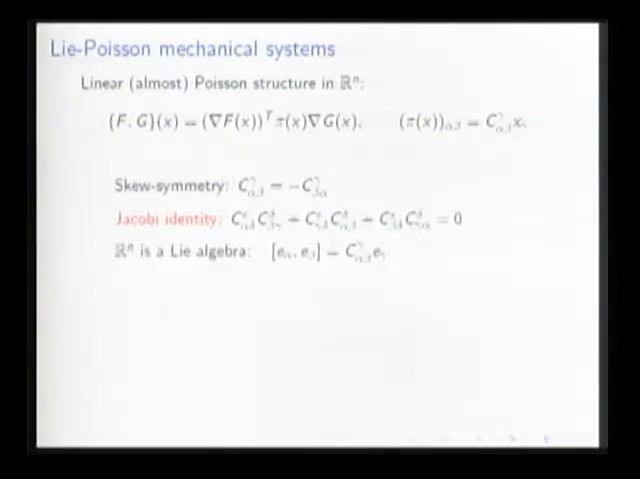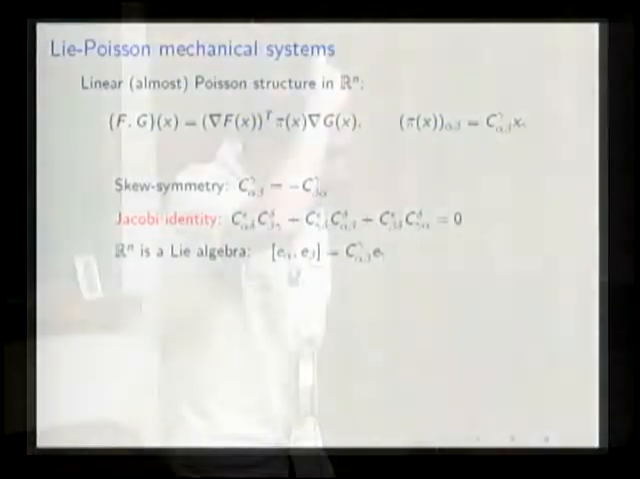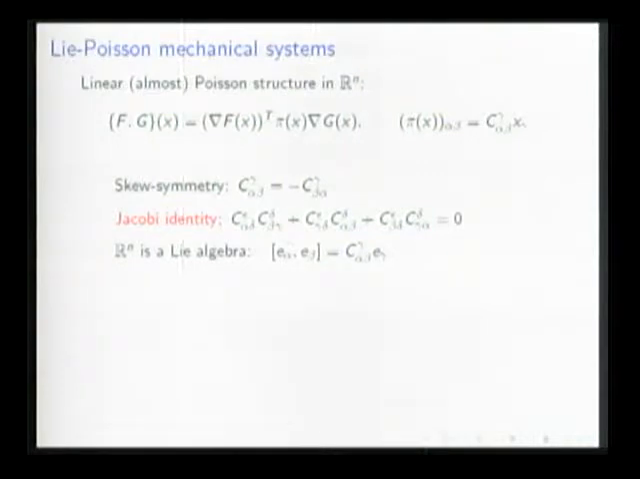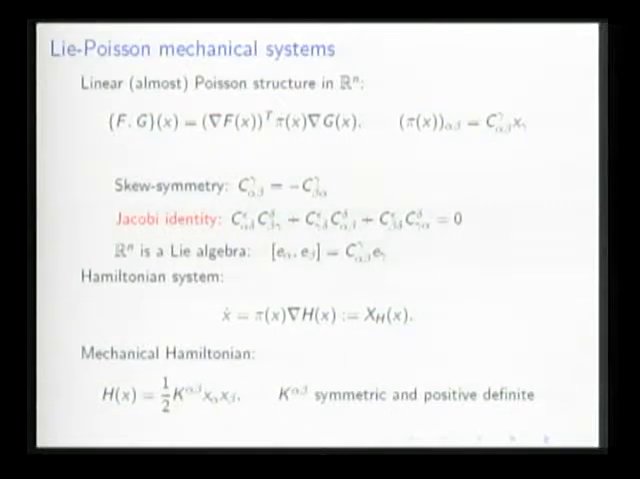And then one thing that might hold, or that I'm going to allow myself not to hold, is the Jacobi identity. I'm going to allow for the possibility that this doesn't hold because I'm thinking of applying this to non-holonomic mechanics. If it does hold, then these coefficients make Rn into a Lie algebra. So the Hamiltonian systems are defined just by multiplying the matrix pi by the gradient of your Hamiltonian. And I'm interested in considering what I'm going to call mechanical Hamiltonians. So mechanical Hamiltonians are going to be things that are quadratic in the coordinates, and the coefficients are symmetric and positive definite.